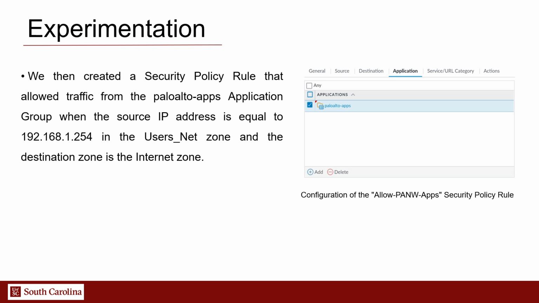We then created a security policy rule that allowed traffic from the Palo Alto Apps application group when the source IP address is equal to 192.168.1.254, the firewall, in the user's net zone, and the destination is the internet zone.